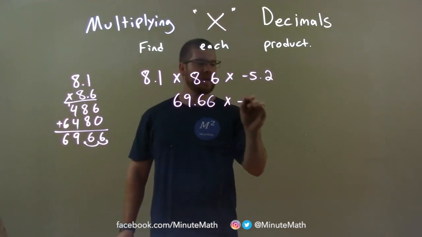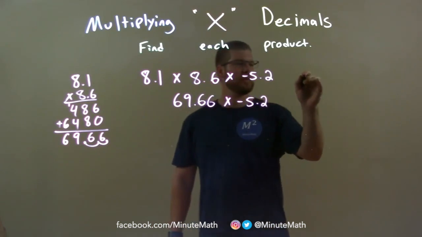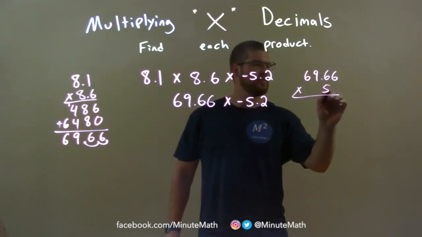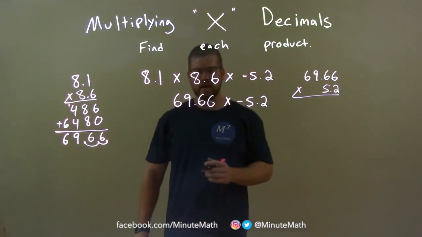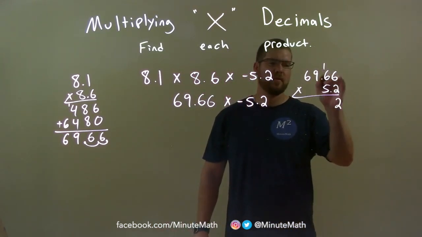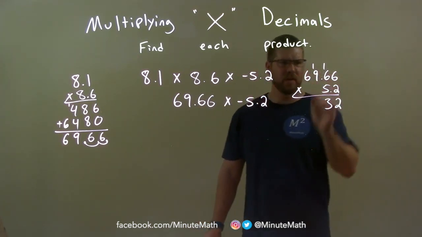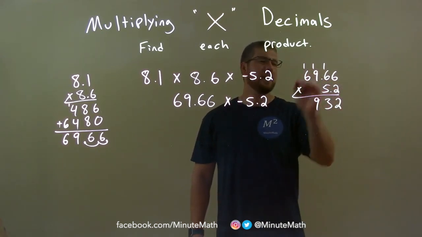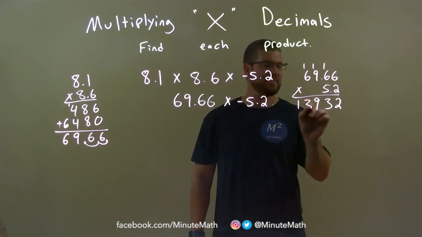Now let's bring down the negative 5.2, okay? Well, I'm going to show that over here. 69.66 times 5.2, okay? That's 5.2. I ignore the negatives right now. 2 times 6 is 12. 2, carry the 1. 2 times 6 again is 12. Carry the 1 is 13. 3, carry the 1. 2 times 9 is 18. Plus 1 is 19. 9, carry the 1. And 2 times 6 is 12 again. Plus 1 is 13.